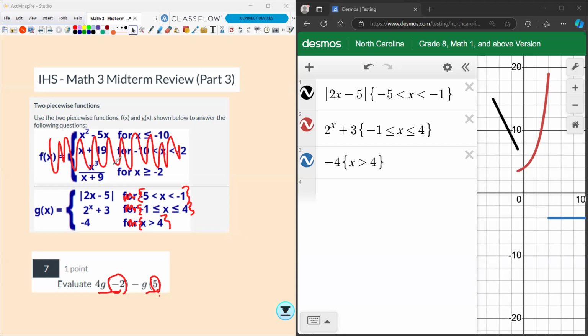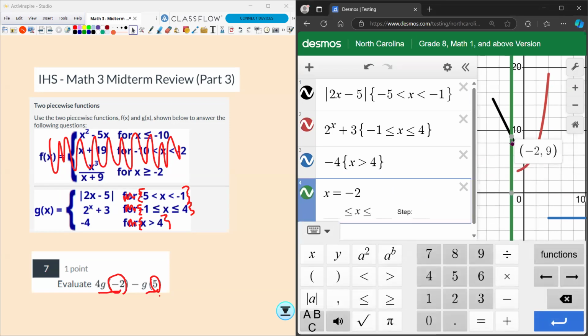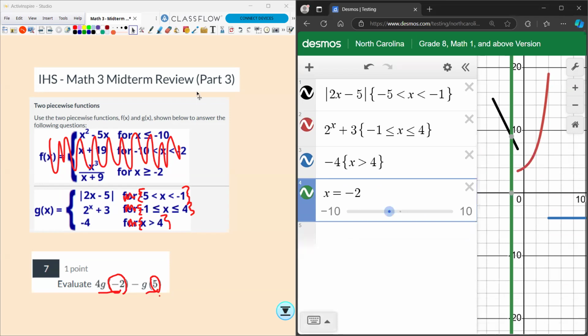If I want to find g of -2, I'm going to go find -2 and see if I can get a value for that. And looks like I get 9. You can also do x equals -2, and you'll see it intersect there at 9. So I know that g of -2 is 9.